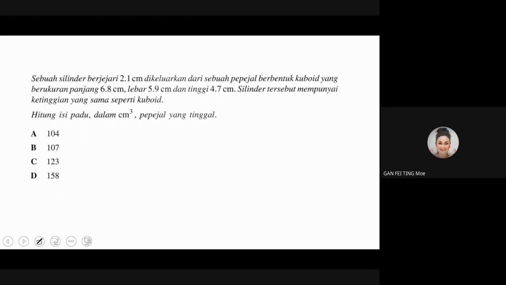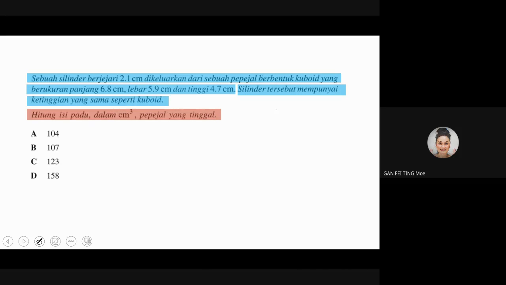So what can I do now? If you are reading this question, in order for you to solve this correctly in a very fast mode, what do you do? You label the diagram. You label the width, the length, and the height. And one cylinder is taken out, and the cylinder should have the same height as the cuboid. What is the radius given? The radius is given to you as 2.1 cm.